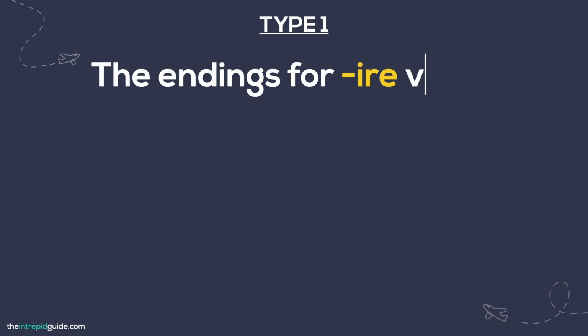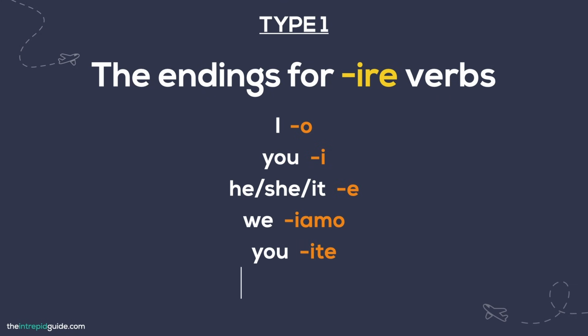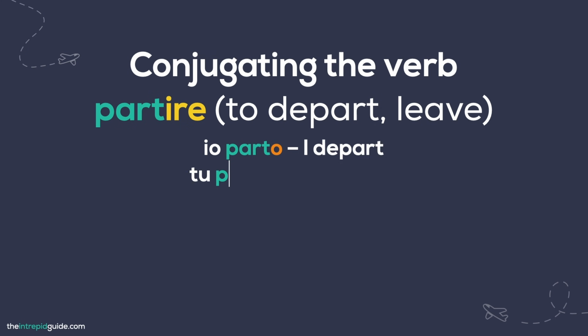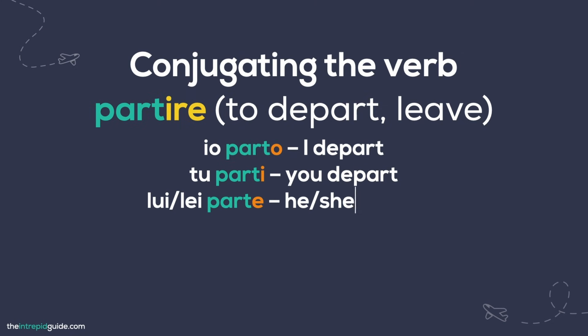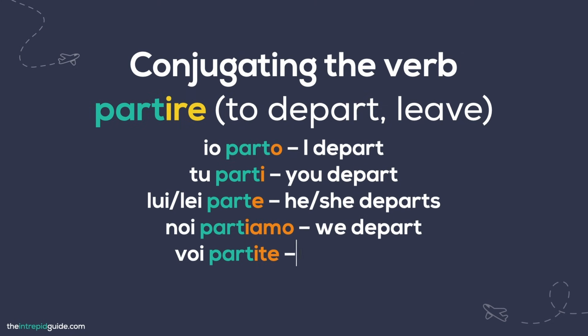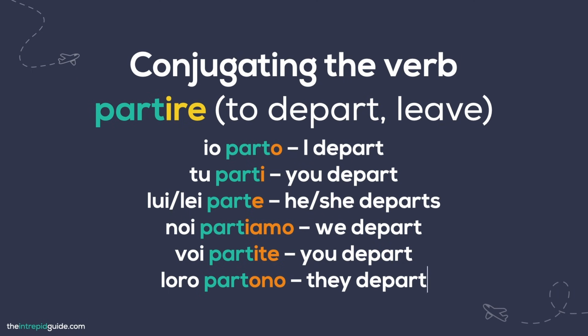The endings of the first form follow a very similar pattern to what we've already seen. Now, these are o, i, e, iamo, ite, and ono. With these endings, you can now conjugate the verb partire, which is to depart or to leave. So we have io parto, tu parti, lui, lei parte, noi partiamo, voi partite, loro partono.